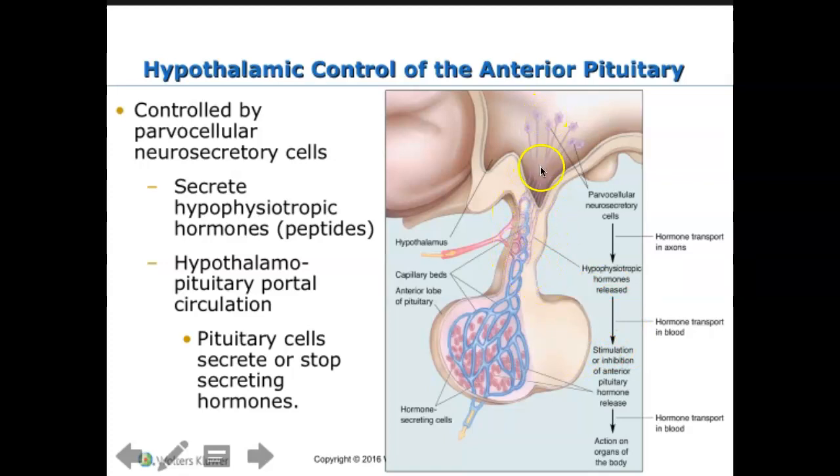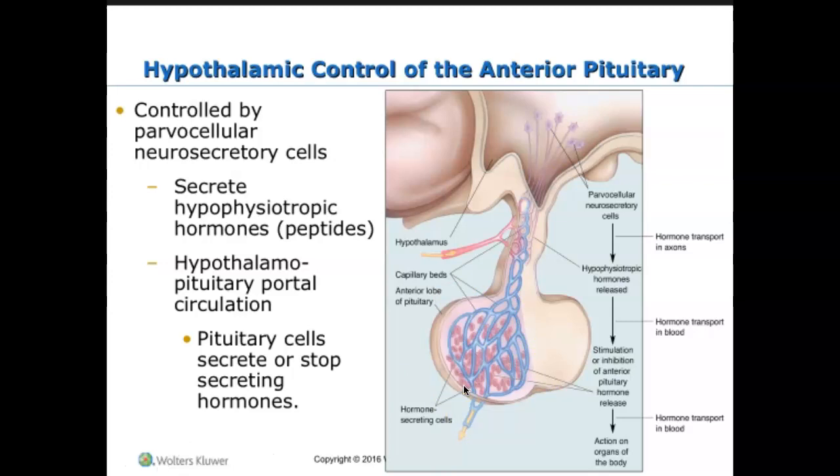So these little neurosecretory cells will only release activating hormones that can now be picked up by hormone-secreting cells. Okay, so this is a very short range communication. The way this works is through something called the portal.